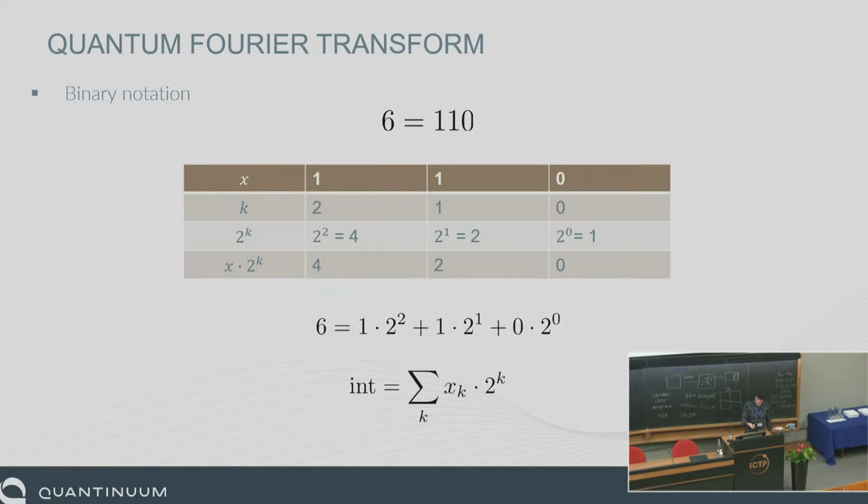So we can get the integer value by just summing our x's and our 2 to the k's. So this is 6: it's 4 times 1, 2 times 1, 1 times 0.